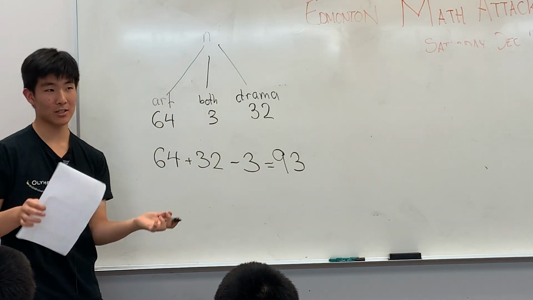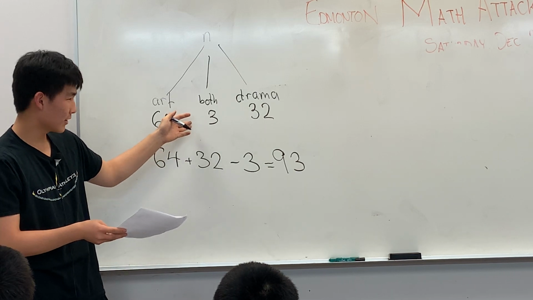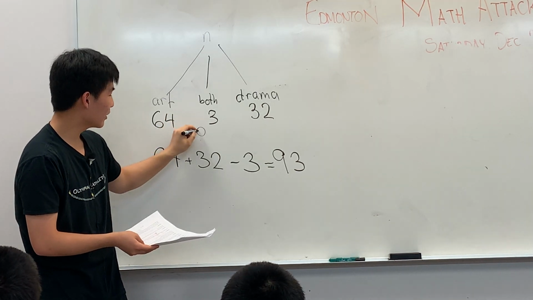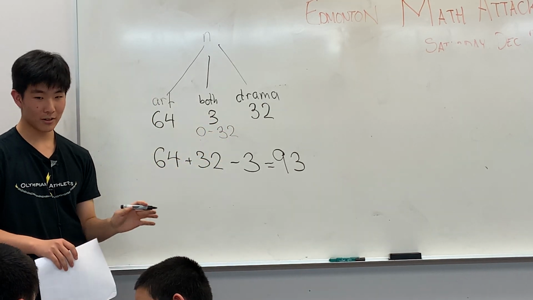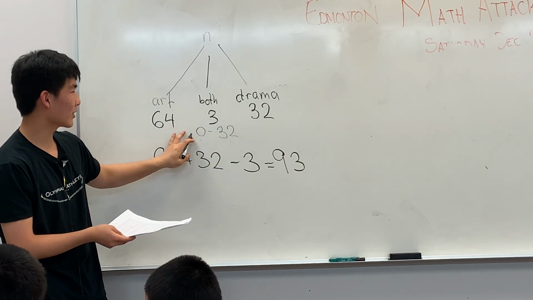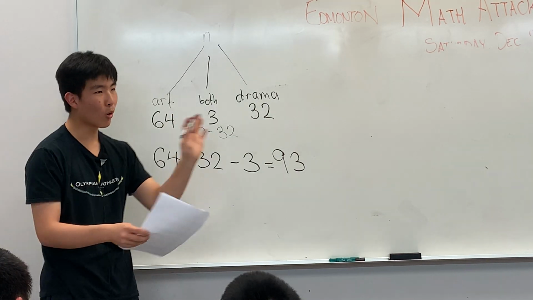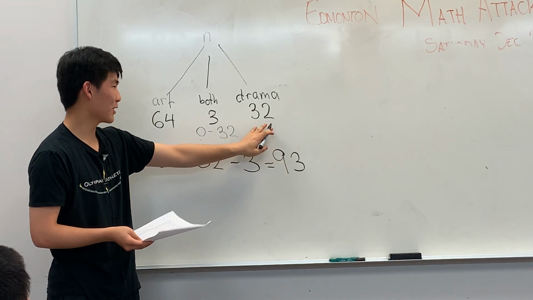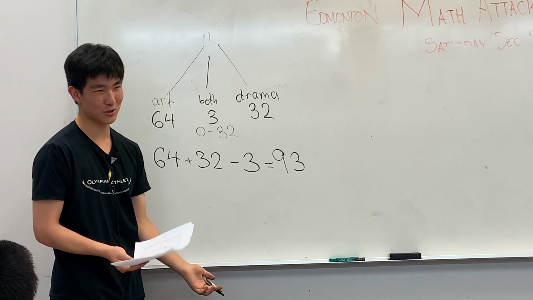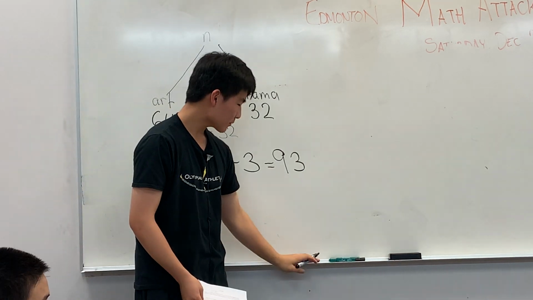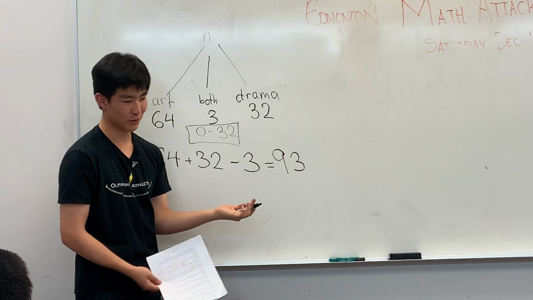So this is just one possibility, right? But the number of students in both can be anything from 0 to 32. Is that fair? Because if it was 0, then the number of people in the class would be 96. It can't be more than 32 because you can't have 33 students in both if there are only 32 students in drama, right? So both can be anything from 0 to 32.